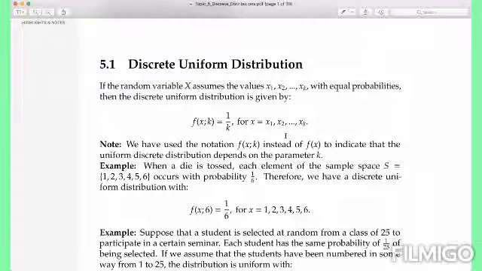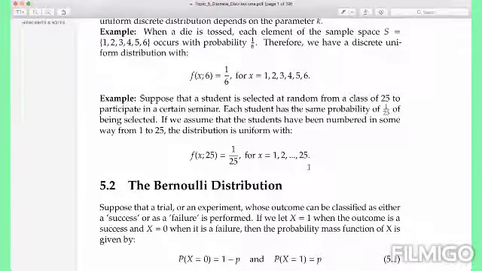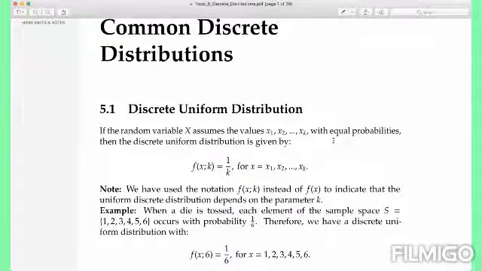If there are 4, each occurs with probability a quarter. If there are maybe 10, each occurs with probability 1 out of 10. In this example, we had 25 students and we wanted to pick some at random. If each has an equal probability of being picked, then this can be looked at as a discrete uniform distribution. It's also so for a fair die: each of the outcomes, 1 up to 6, can occur with probability 1 out of 6. So that's what we can say on the discrete uniform distribution.